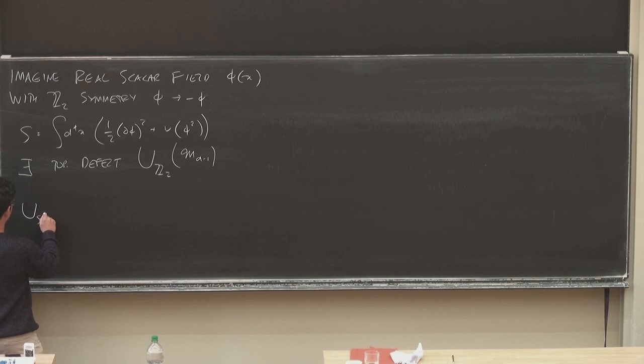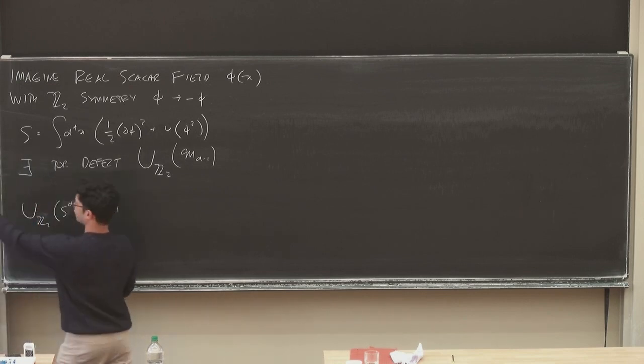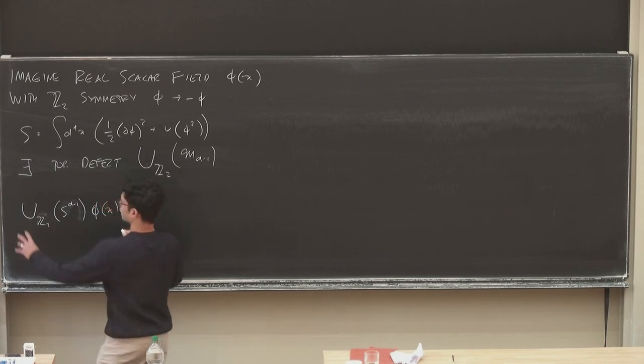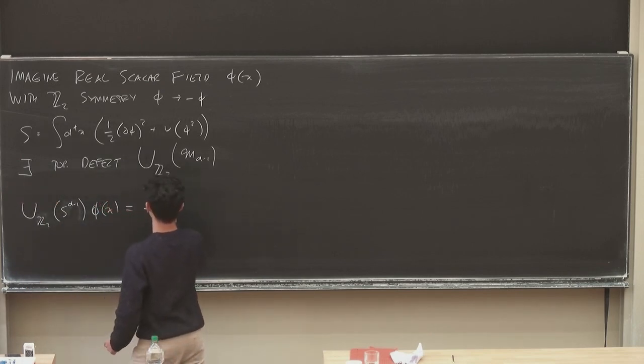So, for example, if I act with U sub Z2, I keep writing S2, D minus 1, on my local field phi. So again, if I collapse it onto the local field, it does the action of the symmetry, which just gives you minus the local field. Okay?